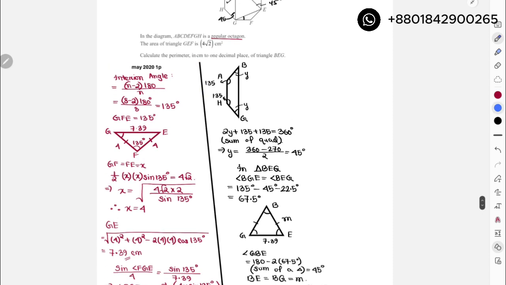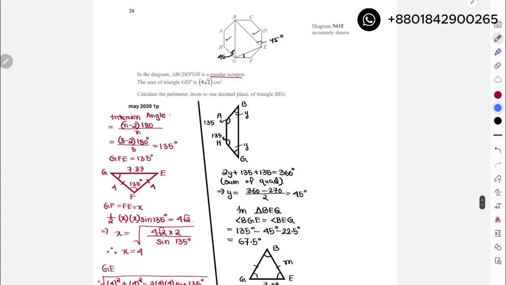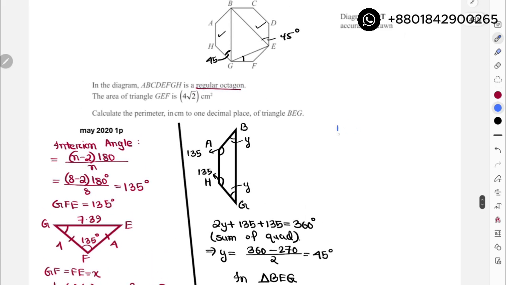So the final step over here, now we have all the length. In order to find out the perimeter, this is your 2m plus 7.39, that was GE. So 2m was actually 5.66 plus 7.39. So from there that restores your value as 18.7. Wait 1 minute.